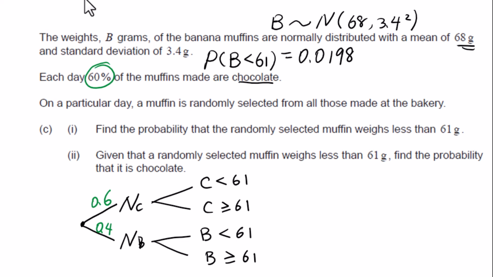The probability of chocolate muffins whose weight is less than 61 gram is 0.365. Weight greater than or equal to 61 will be 1 minus 0.365. For banana muffins, we already figured out here, for the weight less than 61 gram, 0.0198. This one will be 1 minus 0.0198.